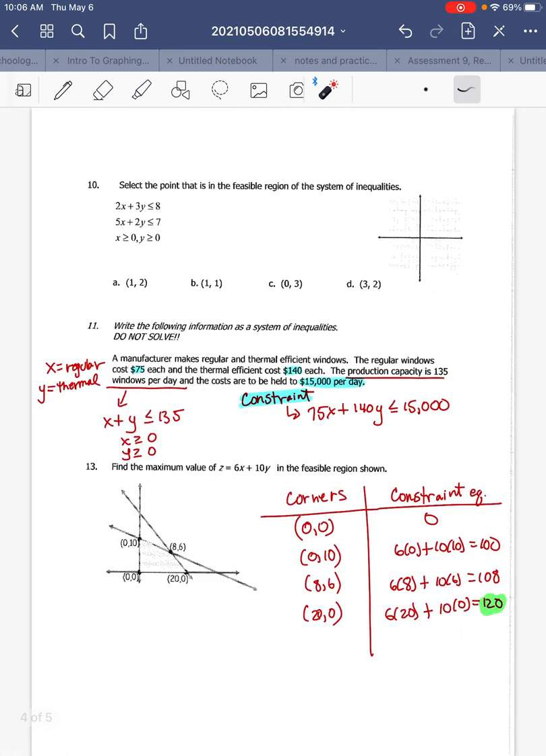In number 11, they make two types of windows. So they do want to make some windows, so that's why I said x is greater than or equal to 0 and y is greater than or equal to 0. X was my regular windows, y was my thermal windows, and it says they can only make 135 windows a day. Those are problems for me.